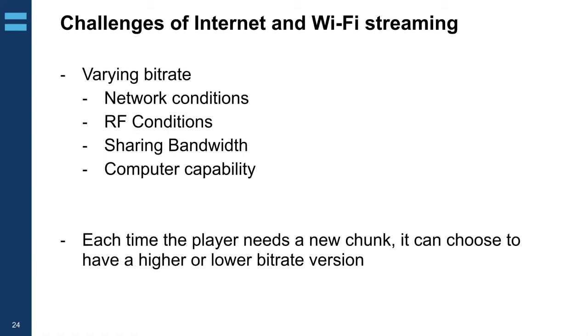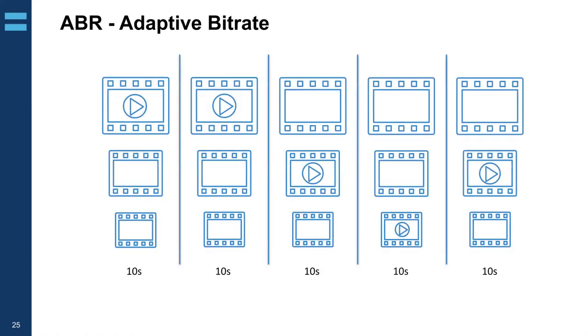So what we allow by doing this chunking is for a player to choose whether it wants the big chunks or the small chunks, depending on what it sees is happening at the time. In this example, we've got 5 segments of 10 seconds each. We start off and it's going really well. We're watching the chunky, high definition video.